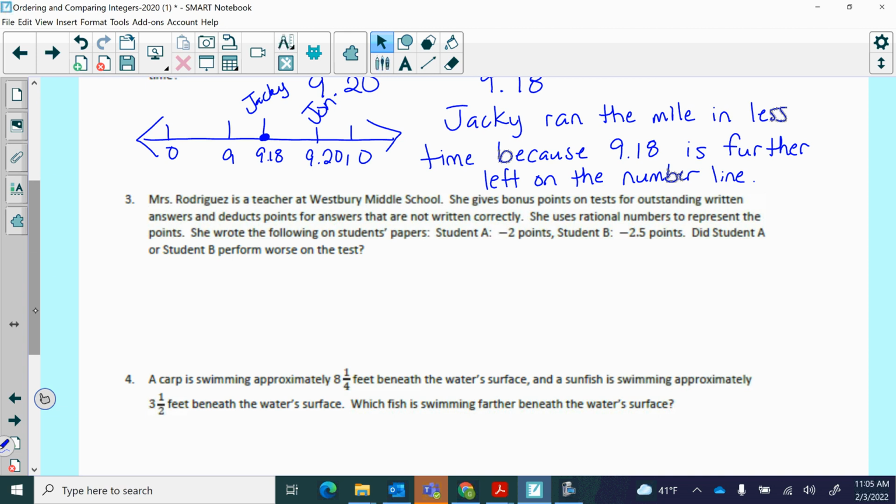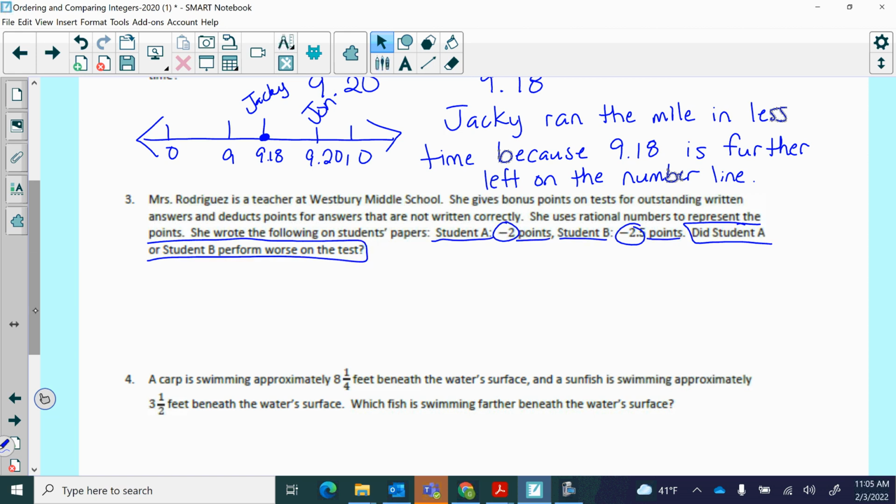All right. Mrs. Rodriguez is a teacher at Westbury Middle School. She gives bonus points on tests for outstanding written answers and deducts points for answers that are not written correctly. She uses rational numbers to represent the points. She wrote the following on students' papers. Student A got -2 points, and student B got -2.5 points. Did student A or student B perform worse on the test?